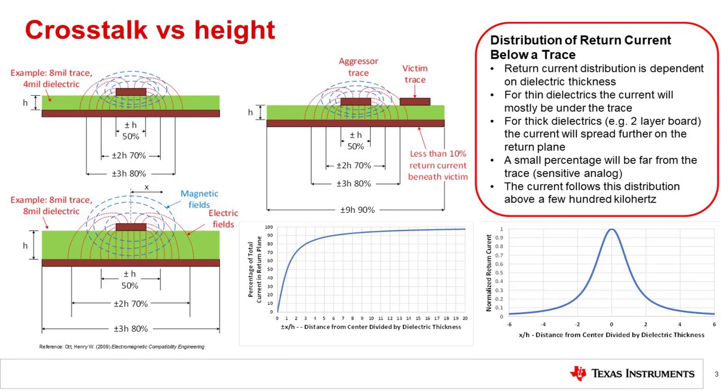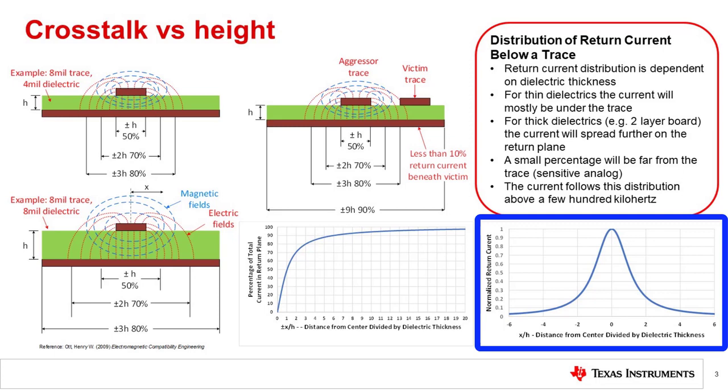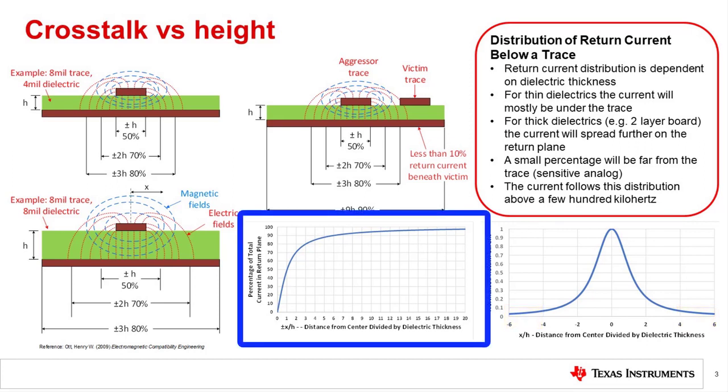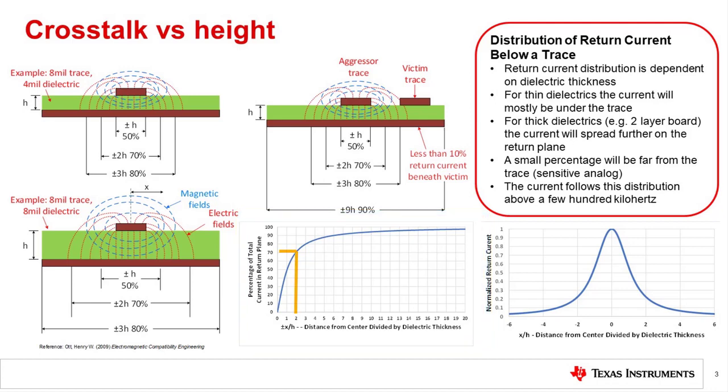Note that overlapping of the ground currents will cause crosstalk. The graph at the right shows the current distribution beneath the trace. You can see that the majority of the current is directly beneath the trace, but some small current density will exist far from the trace. The graph to the left is the integral of the current density plot. From this plot, you will see that 70% of the current will flow under plus or minus 2 times the height of the PCB trace.